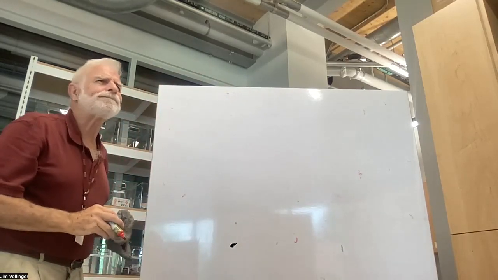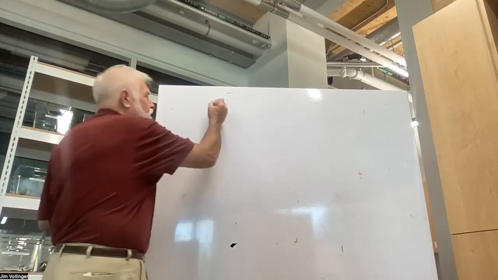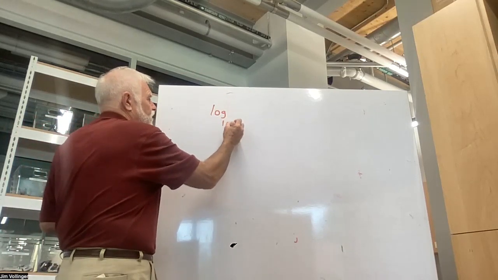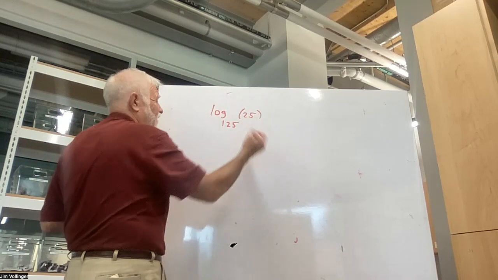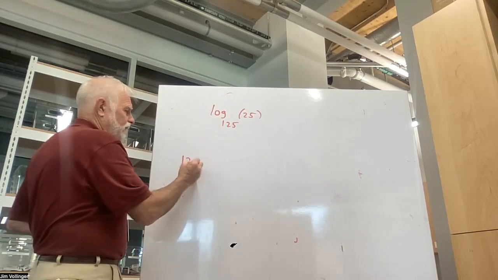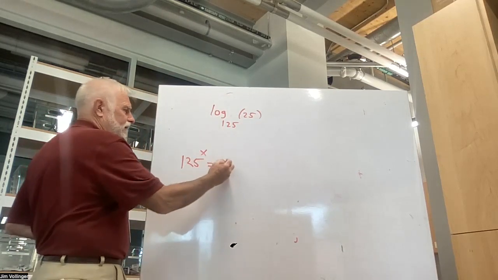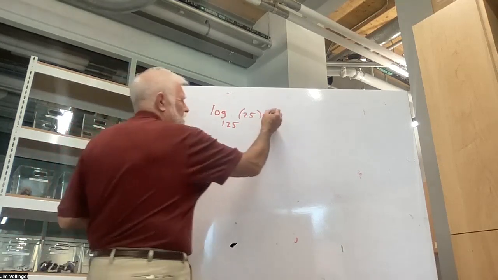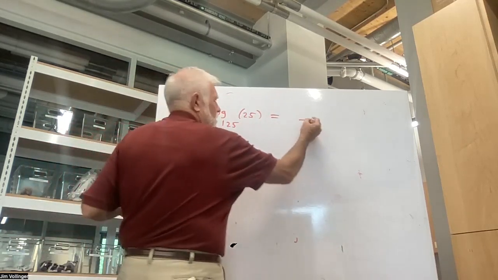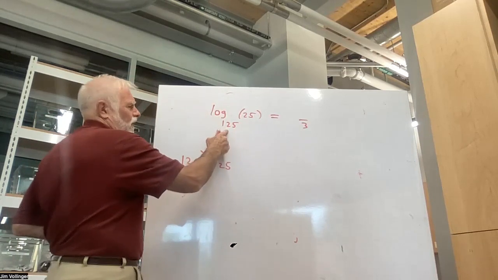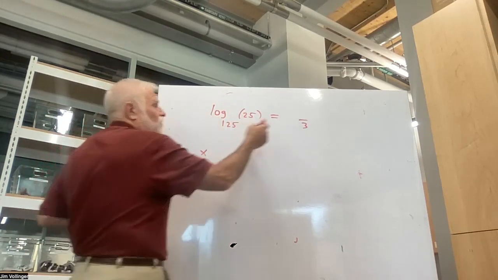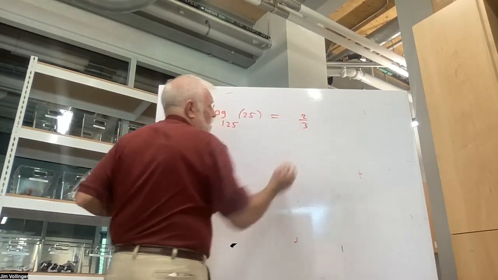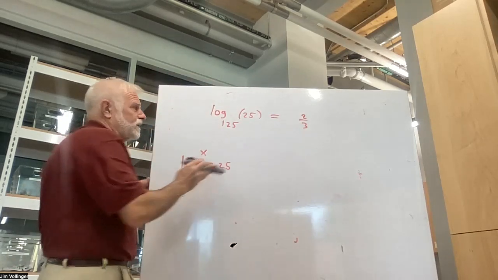Next one, where am I? Log base 125 of 25. This is trying to find out what I put on top of that to get this. Now you can do it conceptually. You can take a cube root. Cube root of 125, it's 5. 5 squared is 25. So we know the answer is 2/3 from a conceptual standpoint.